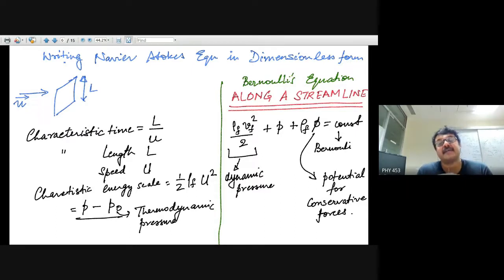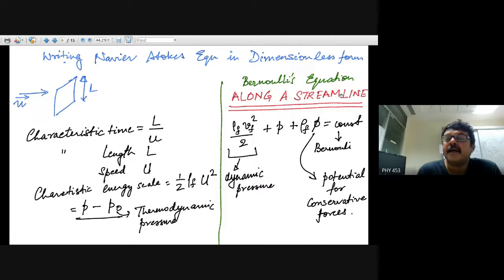Why? Because that will help us basically explain the idea of Reynolds number. Okay. Here I have written down the Bernoulli's equation, and one has to remember one can use Bernoulli's equation only along a streamline.